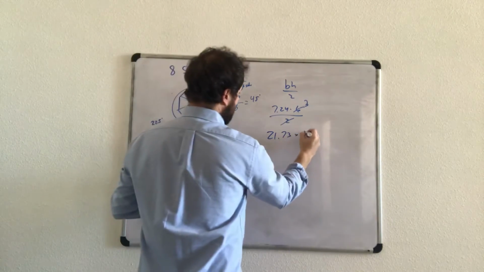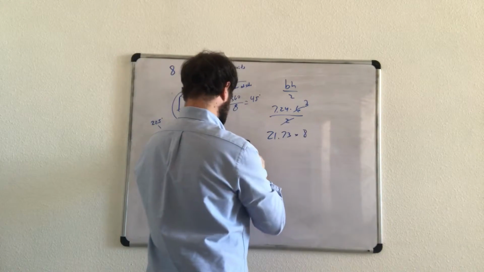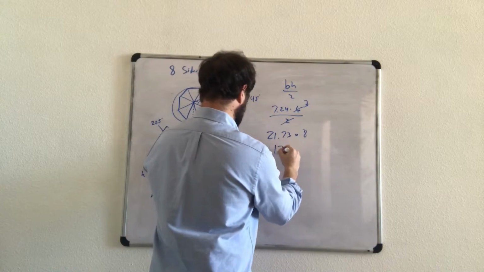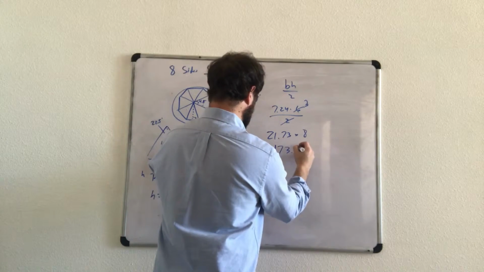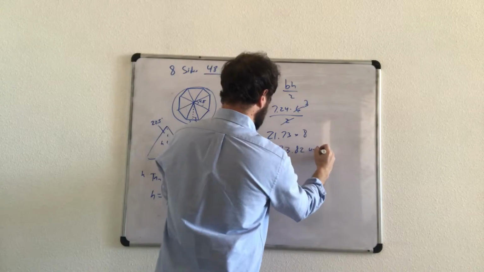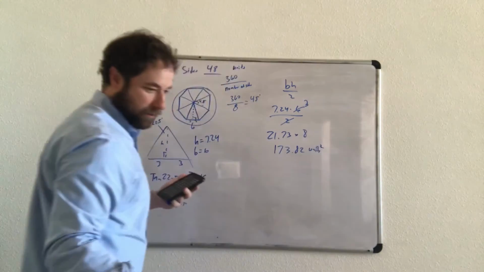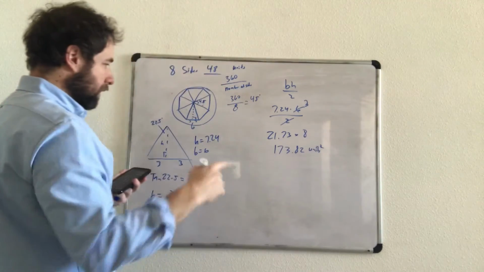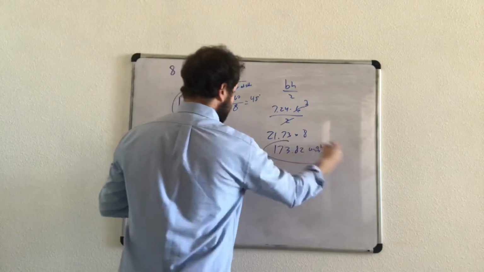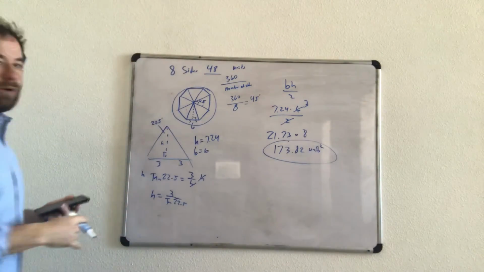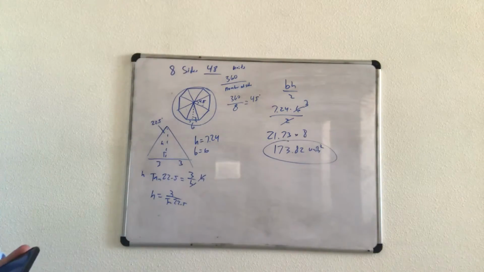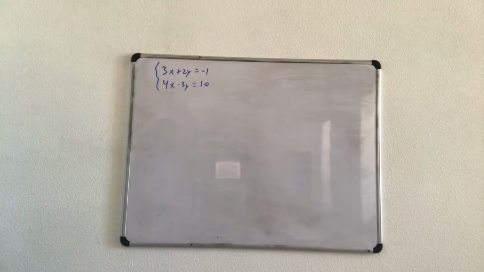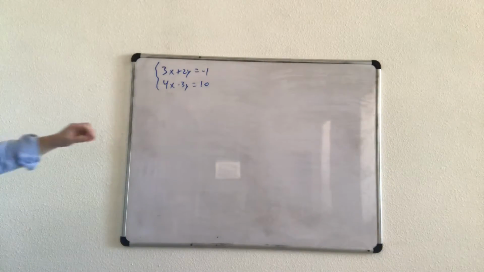So when you multiply that times 8, that'll give us 173.82 units squared in order to find the area of this figure. Not too tough. You actually know all this information, just putting it together. Lessons 74 and 75, pretty easy lessons.